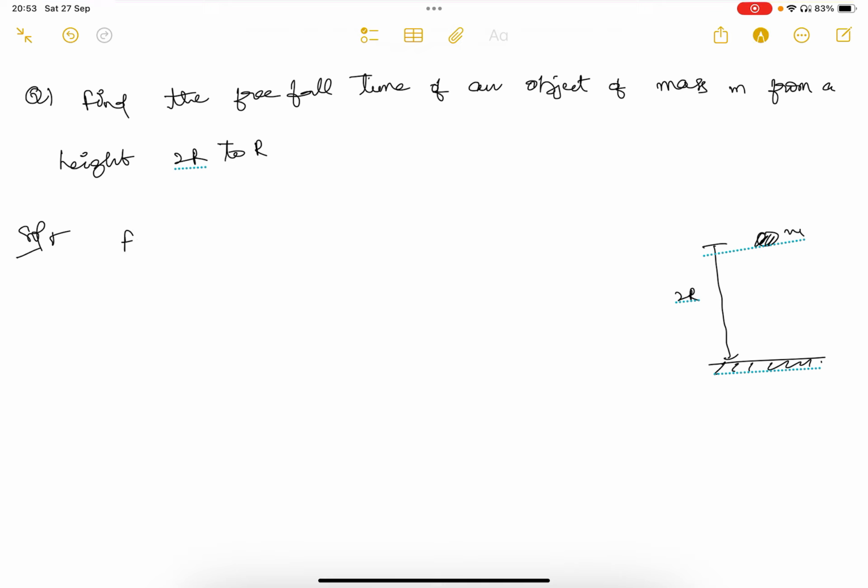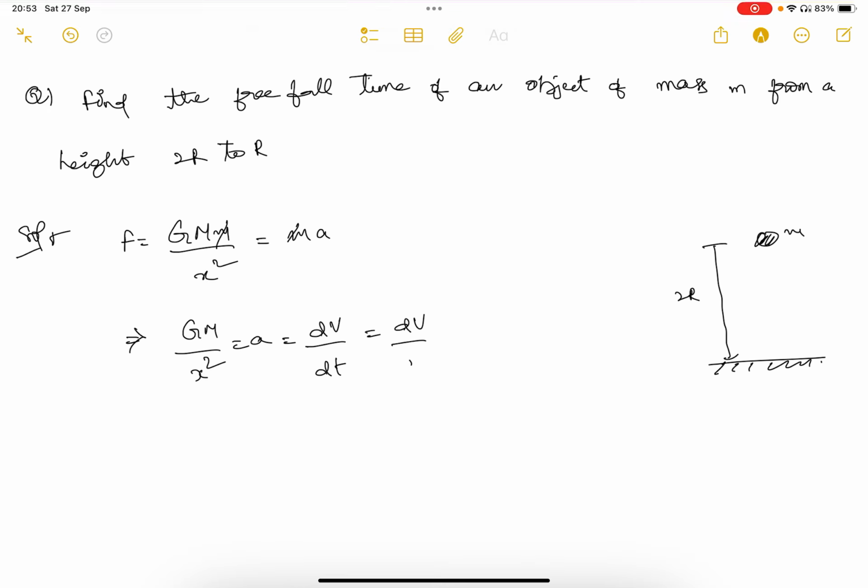The gravitational force between Earth and this body of mass m will be GMm by x square, which is equal to the net force acting on a body, mass times acceleration. Then this m will go off. GM by x square is a. Fine. a can be written as dv by dt, which can be written as dv by dx into dx by dt, where dx by dt is velocity.